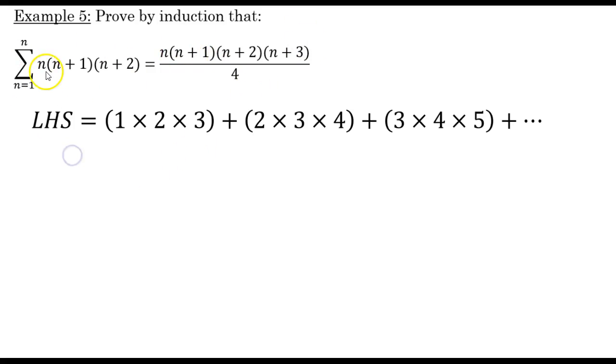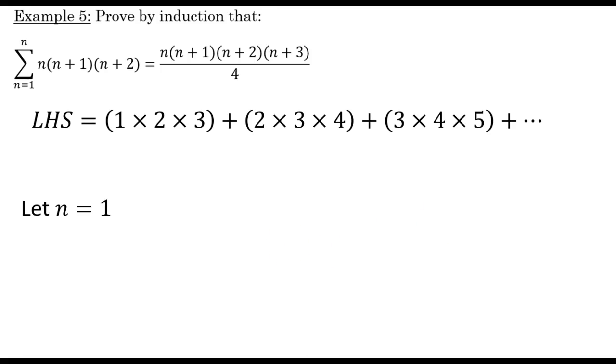So this thing here, the left-hand side, my first term is 1 times 2 times 3. That's my first term. My second term, when n equals 2, 2 times 3 times 4. My third term, 3 times 4 times 5, and so on up until n times n plus 1 times n plus 2. That's the left-hand side. Expanding it out there gives us a clearer picture.